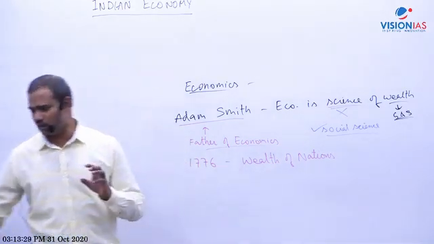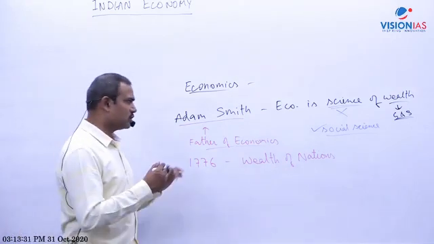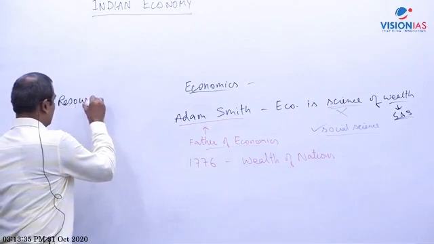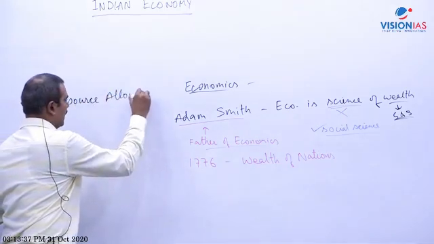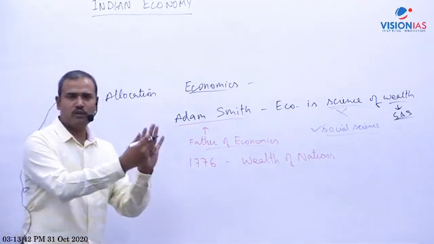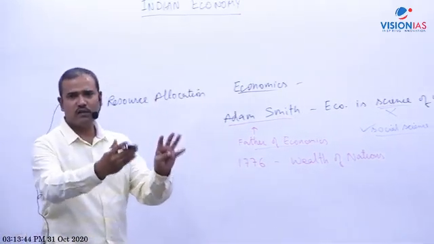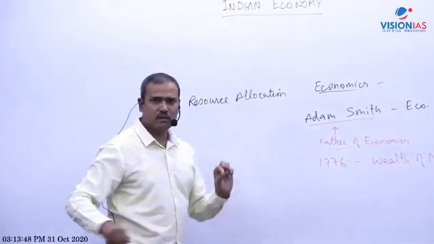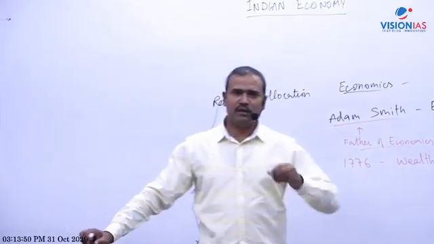The main focus of economics is on resource allocation. Resource allocation means how we shall allocate resources, how much resource we shall allocate for the production of pen or rice or wheat or car, etc. So resource allocation is the main concern of economics. So are resources limited or unlimited?